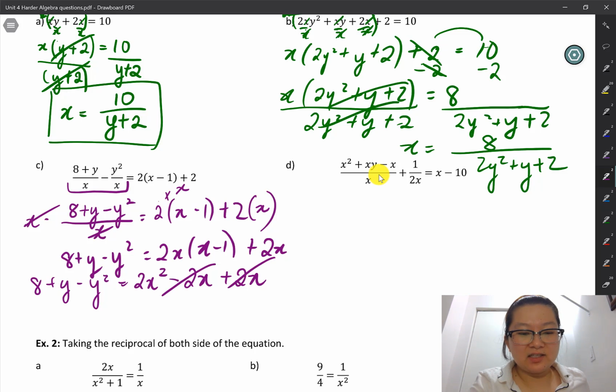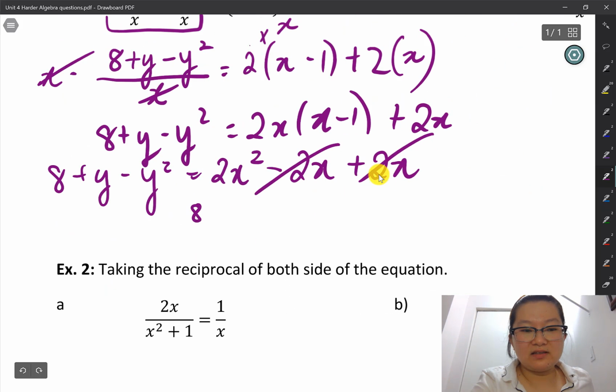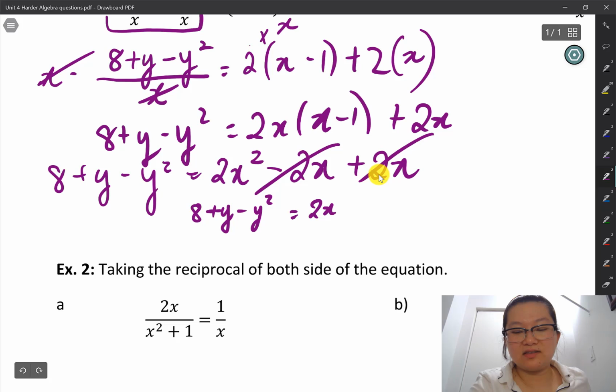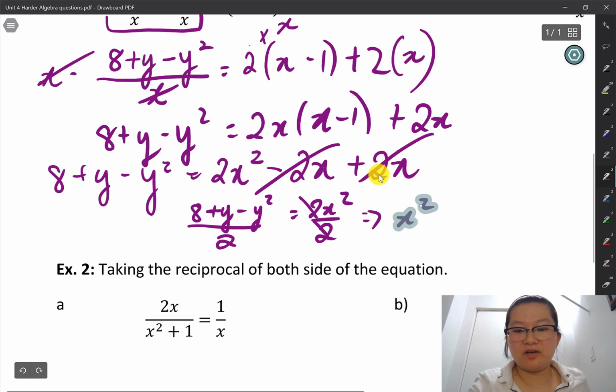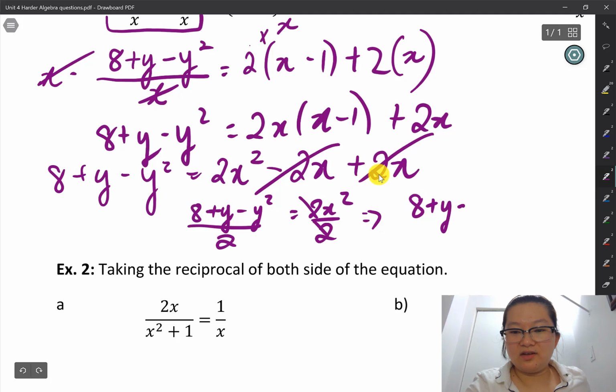Okay. And then last but not least, we try to isolate for the x by dividing both sides by 2. So let's rewrite this out a little bit. So I'm going to zoom in. I get 8 plus y minus y squared equals 2x squared divided by 2, and that's going to give me x squared. Actually, sure, I'll keep it on the same side. I get the other side of the equation all over 2 equals x squared.